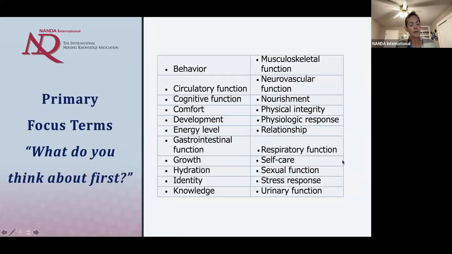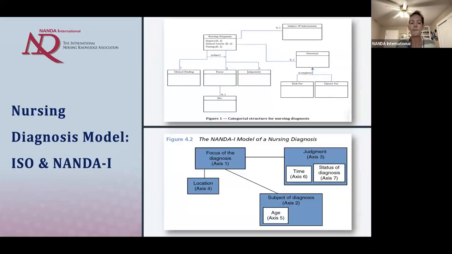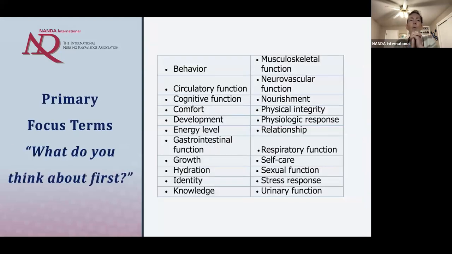All right, so let's start to think about these focus terms or these judgment terms that we need to look at. And when we think about a focus, or what is the concept of interest, one of the questions that one of the taxonomists suggested that we think about is when you're assessing your patient, when you're walking through the assessment that you're doing, what is the thing you think about first? What is that thing that just pops into your head?